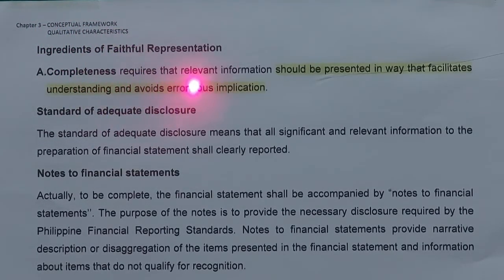So, completeness requires that relevant information should be presented in a way that facilitates understanding and avoids erroneous implication. Completeness is the result of adequate disclosure, standard, or the principle of full disclosure. So, a complete depiction includes all information necessary for a user to understand the phenomenon being depicted. So, including all necessary descriptions and explanations.